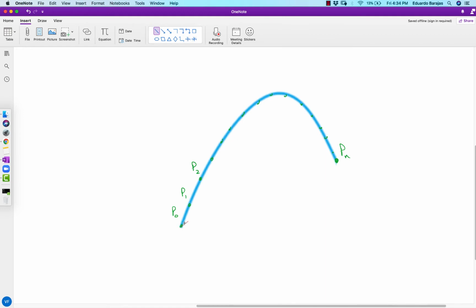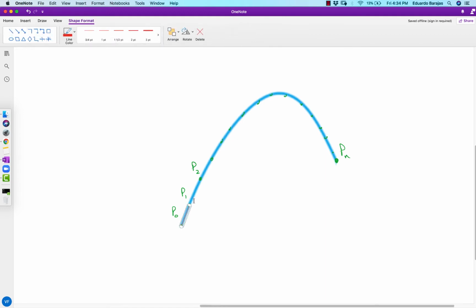So we'll have a line segment from there to there. And a line segment from there to there. And a line segment from there to there. And a line segment from there to there, and so on and so forth, until we get to over here. We have a line segment from there to there. Right, so all these red ones.